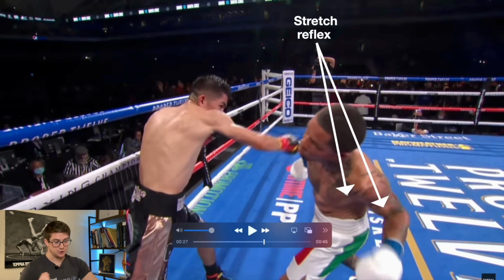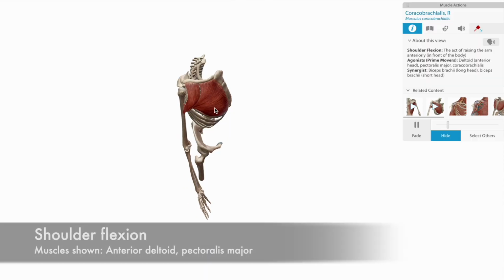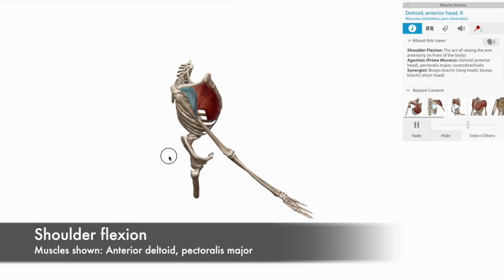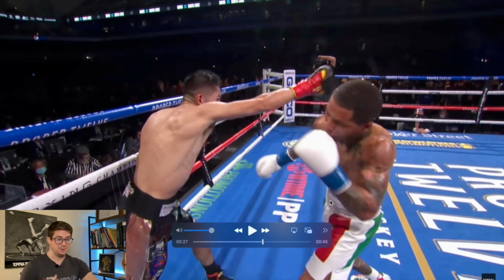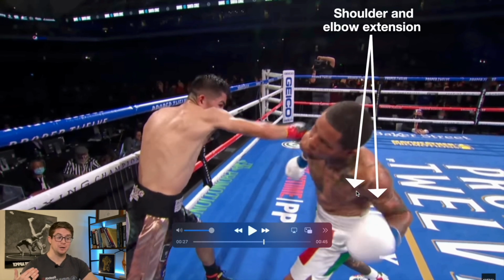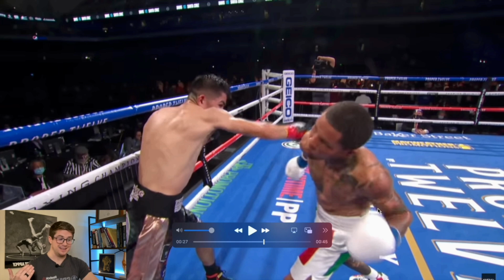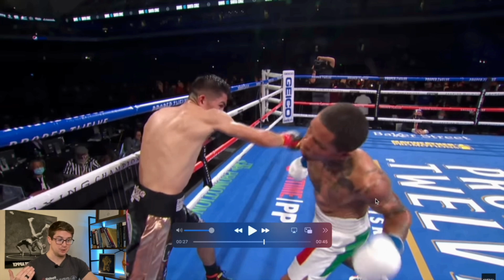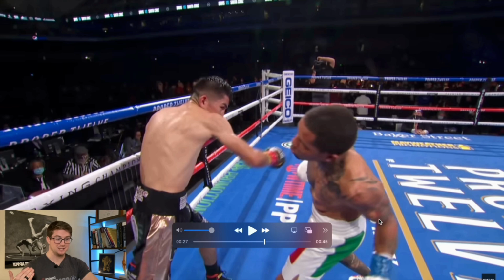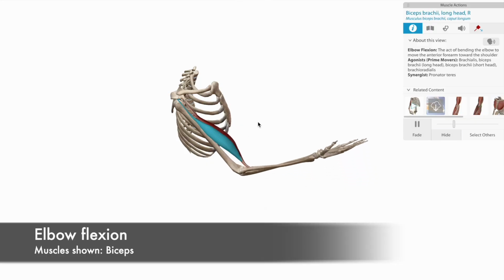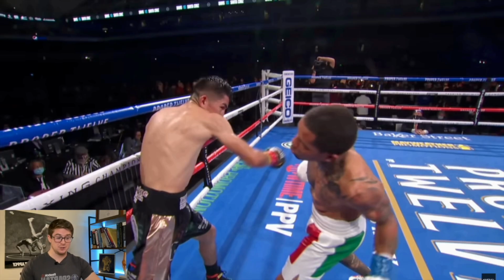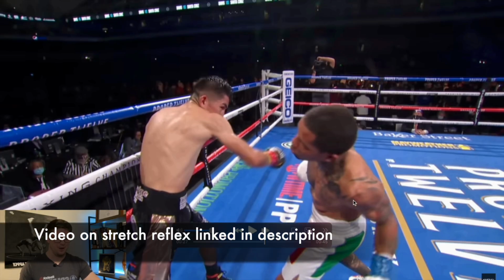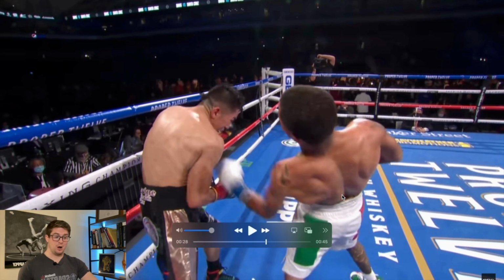view here of the stretch reflex. So the pec major and the anterior delt, and maybe even a little bit of the bicep here as he winds up, definitely the bicep, because as he winds up, he's bringing his shoulder into extension, and then his wrist drops a little bit, so he's going into a little bit of elbow extension. Then his bicep catches it, essentially switches from that eccentric to the concentric phase, along with the pec major and the anterior delt, to flex the shoulder and the elbow at the same time.